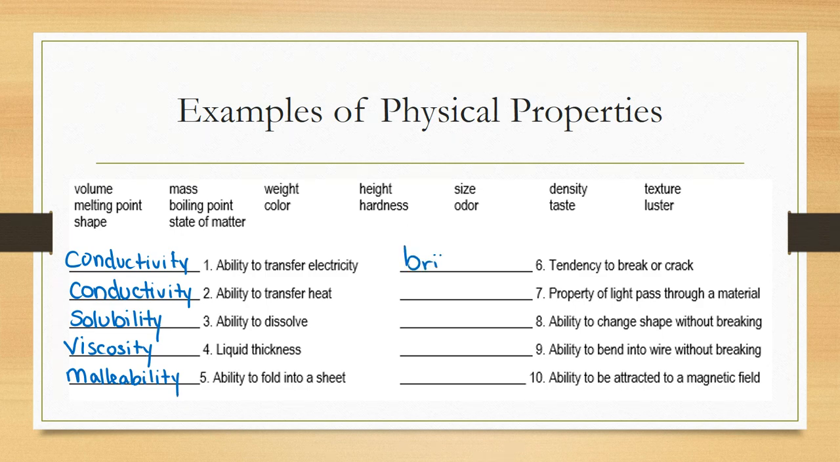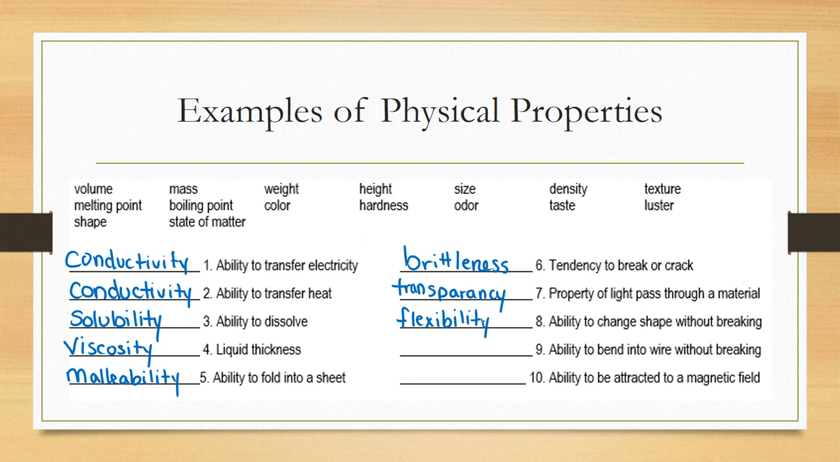Brittleness is the tendency for breaking or cracking. If light can pass through it, that is transparency. Can you change the shape of it without it breaking? Flexibility.